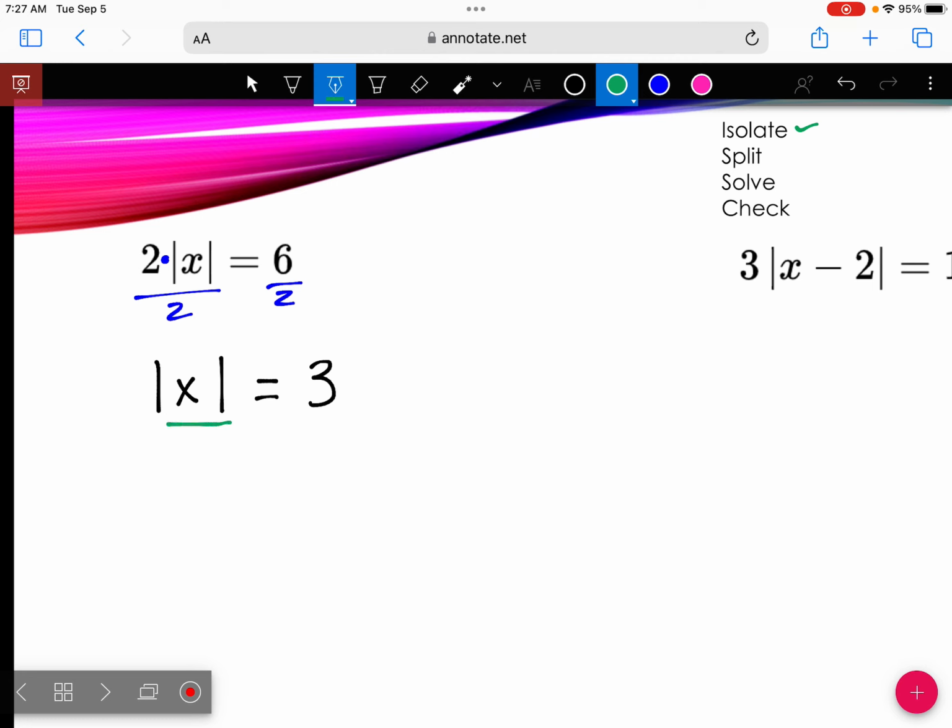Where this piece either equals this exact value, because my x could be 3. I'm looking for things that are 3 steps from 0. Well, 3 is 1, 2, 3 steps from 0. What else is 3 steps from 0? Negative 3. So x could equal negative 3.